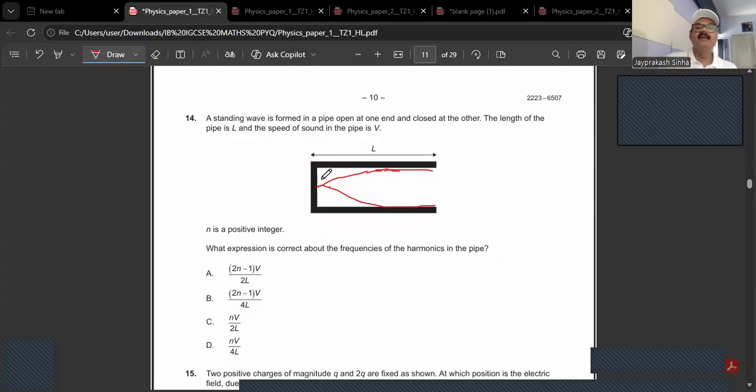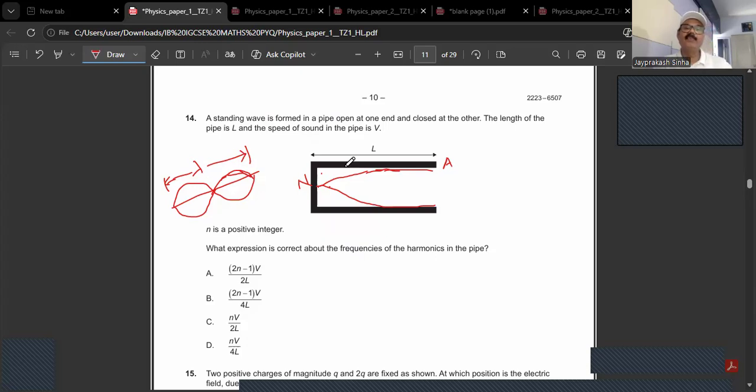So here a node will be formed at the closed end, and at the open end an antinode will be formed. Okay. So this length is L. If this is a complete wave, this is called lambda.